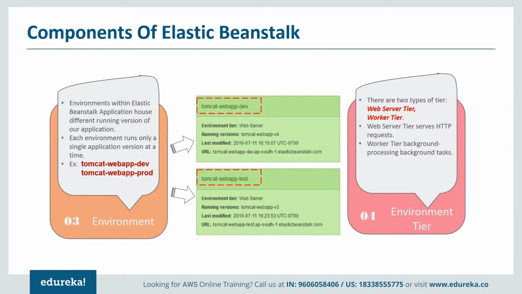Then we have something called environment tier. When you try to launch an Elastic Beanstalk environment, Elastic Beanstalk asks you to choose among two environment tiers, which are web server environment and then you have worker environment. If you want your application to handle HTTP requests, then you choose web server environment. And if you want your application to handle background tasks, that is where a worker environment comes into picture. I'll show which to choose, either web server or worker environment, and how to work with them when we try to deploy an application in the later part.